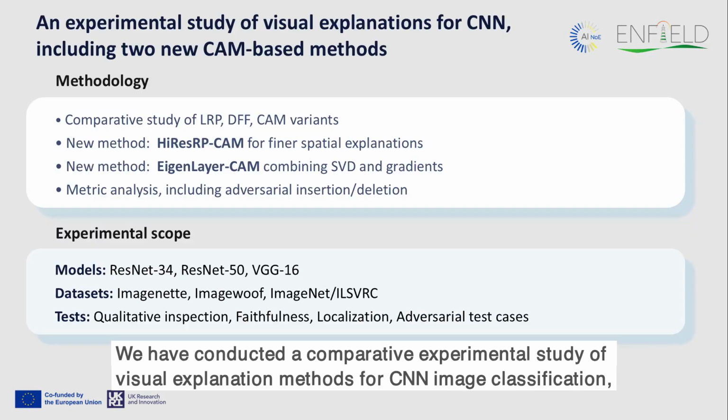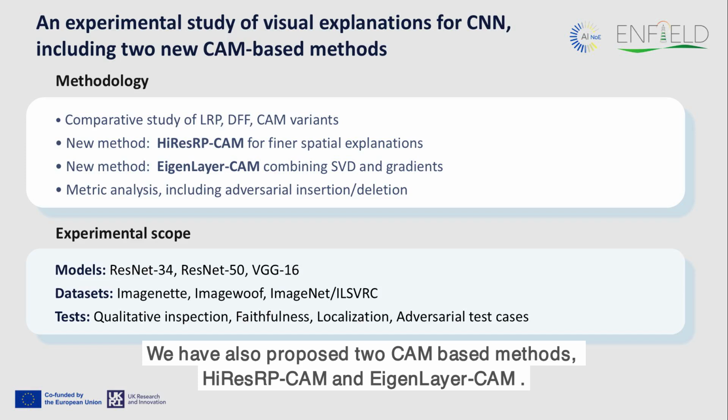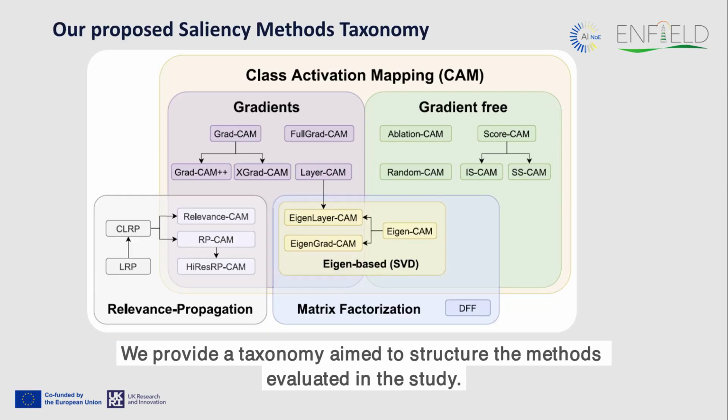We have conducted a comparative experimental study of visual explanation methods for CNN image classification, analyzing CAM-based methods, LRP and CLRP variants, and DFF explanations. We have also proposed two CAM-based methods, Hires RP-CAM and EIGENLAYER-CAM. We provide a taxonomy aimed to structure the methods evaluated in the study.